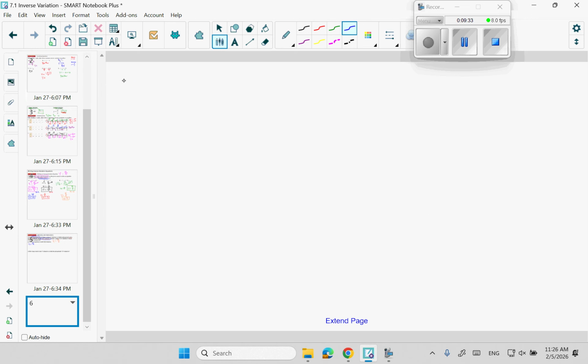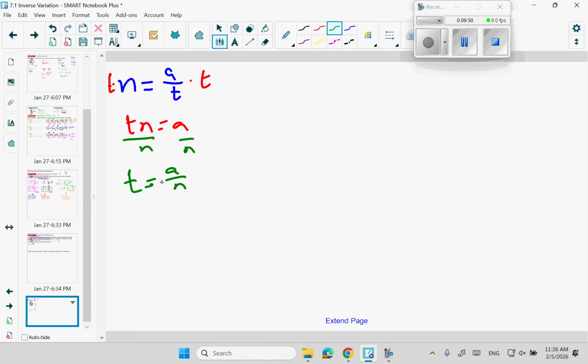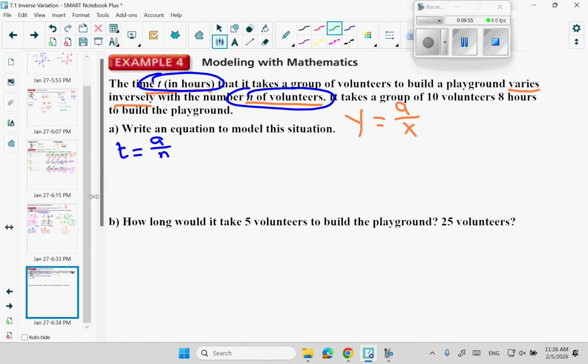For example, if I did n equals a over t, and I wanted to multiply both sides by t, so I have tn equals a, and I wanted to divide both sides by n, I end up with the exact same expression. T equals a over n. They are equivalent. It doesn't matter which one you do. The reason I chose T by itself is I saw down here volunteers. I'm going to start plugging in. And if we remember from the prompt earlier, volunteers was our N. So I want T to be by itself.